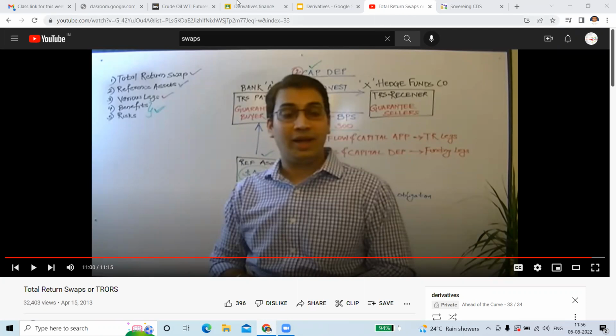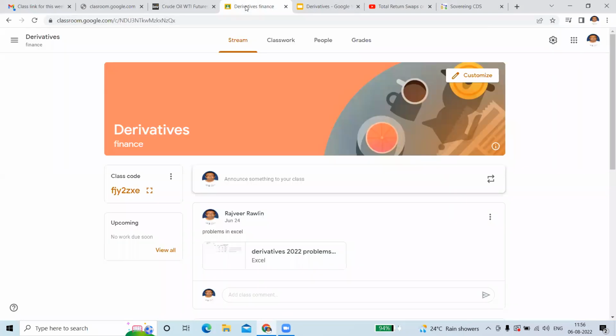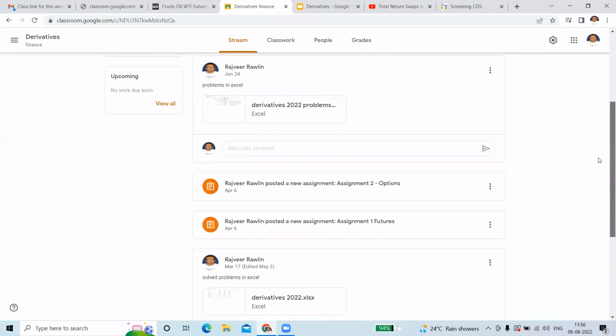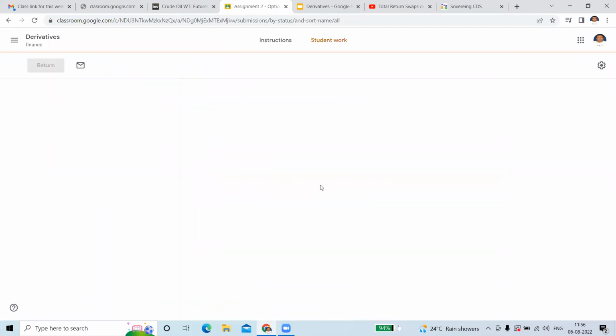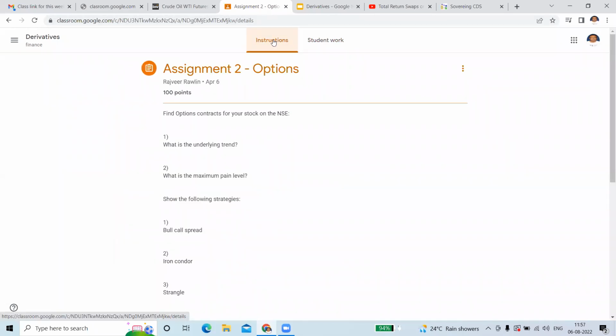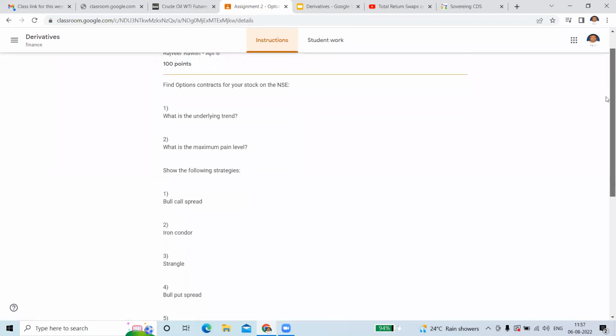In case you have doubts about the assignment, go into that Google Classroom. You're already part of this, right? Yes, sir. So click on assignment 2 for the second assignment and look at the instructions. You don't have to stick to this strategy.